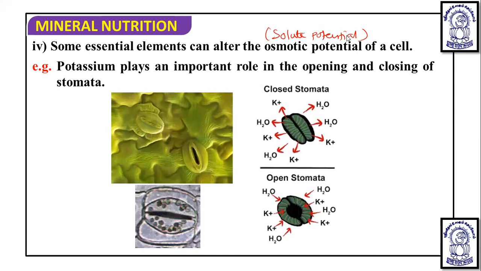You can see such a mechanism here that we have studied previously: the stomata close if water is lost, as K+ and water come out. When K+ comes inside, solute concentration is increased in the guard cell, and due to this, water intake occurs, the guard cell swells, and opening of stomata occurs, which we have already studied in the previous chapter. So these are the different diverse functions of these particular elements.